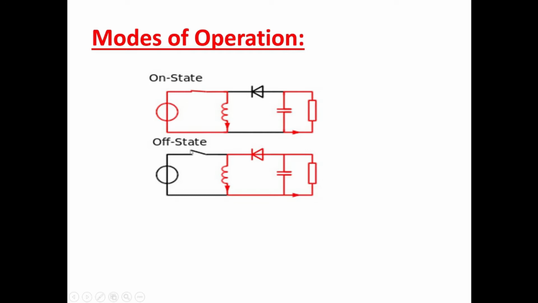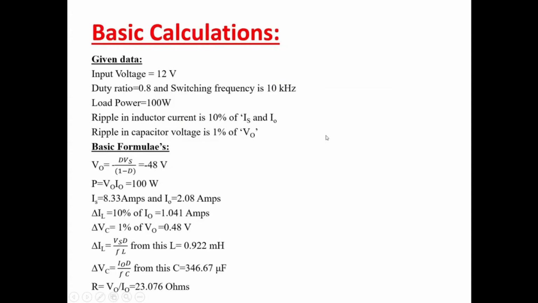And coming to the off state, when the switch is in off state, that time the inductor is going to discharge because initially it is having some charge. So the inductor will discharge like this through the load. That time this freewheeling diode is going to conduct. So the inductor is going to drive the load this time. Okay. So these are the basic calculations regarding buck boost converter.